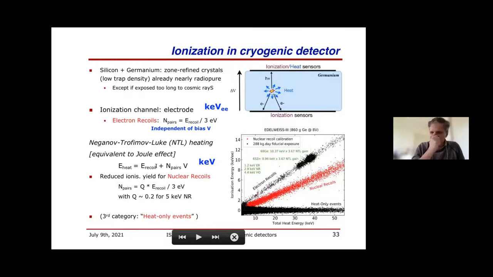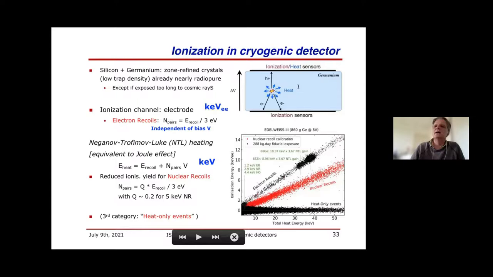But at the same time, you have created a certain number of electron-hole pairs, and you will make them drift through a potential V. That V here is the bias between the two electrodes. So you will do work, and even though you're at low temperature, you will have something equivalent to the Joule effect, just heating. We talk about drifting the charge, when in reality we drag them, because the electrons keep on interacting with phonons as they're drifting.